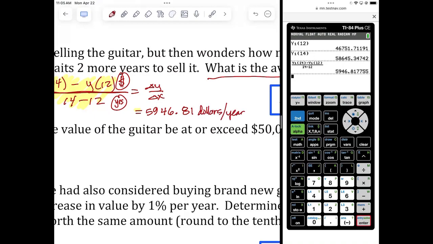On average, if we had to write a sentence, that guitar over that 2-year span increased by almost $6,000 a year. That's half of what he paid for it per year. You get your money back pretty quickly. It is Gary Moore's guitar, after all, so you would expect it to increase rapidly.